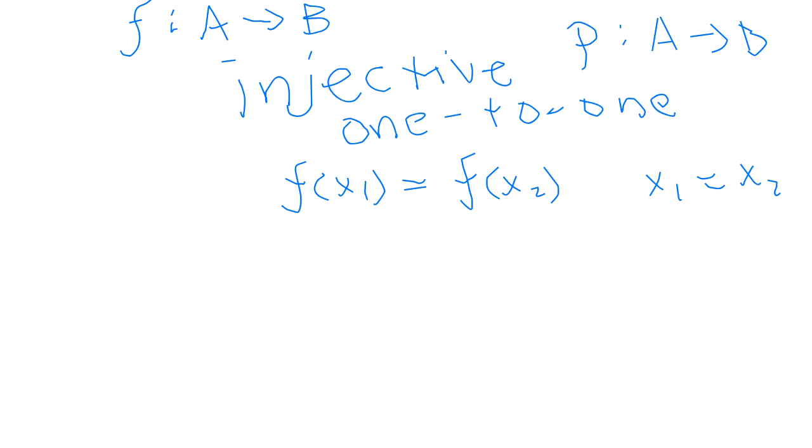You can have functions where you have two elements going to the same element. That's a function. Like in x squared, both 3 squared and negative 3 squared go to 9. So that's still a function. But for it to be injective, that can't happen. You can only have one element in A going to an element in B. No more than one. So that's what injective is.